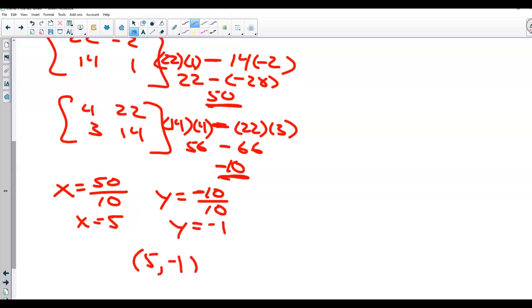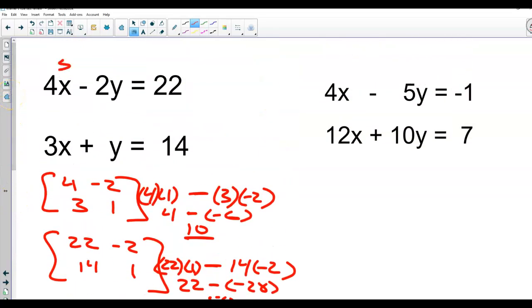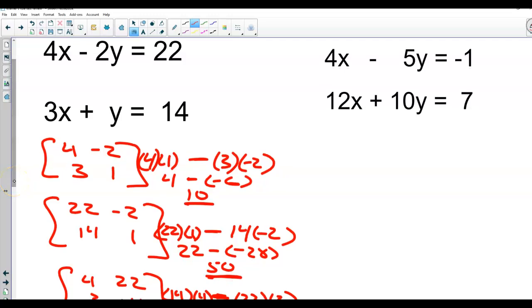And I'm going to write that answer as a point. 5, negative 1. No fractions here. And you can check your work. 4 times 5 is 20. Negative 2 times negative 1 is 2. 20 and 2 is 22. 3 times 5 is 15, plus a negative 1 is 14. And there's my answer. Now, the next one is when fractions start coming into play a little bit.